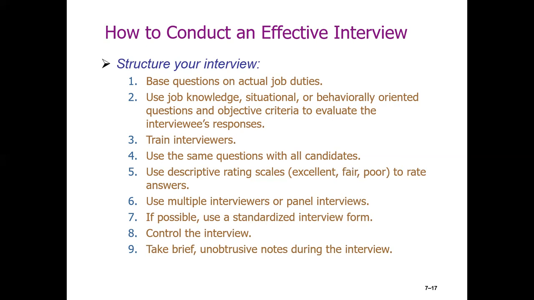The sixth aspect related to effective job interview design is use multiple interviewers or panel interviews, which can also reduce the bias. The seventh aspect would be, if possible, use a standardized interview form. The eighth thing you need to bear in mind is control the interview, the circumstances, the situations, the environment. And the ninth aspect you need to focus upon is take brief, unobtrusive notes during the interview. So these are all the concerns one must bear in mind when designing effective interviews, particularly in a structured environment.